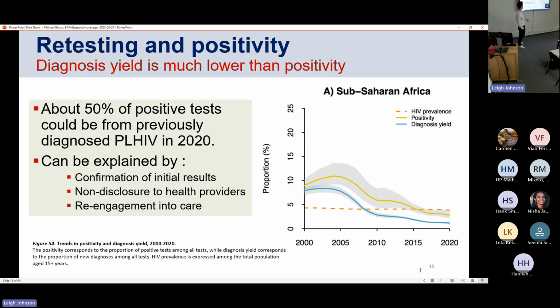But we estimated from the model that about 50% of positive tests could be performed on previously diagnosed people living with HIV. People might think that this is necessarily a waste. In some cases, this is a waste, but for example that I gave about people who discontinue treatment and then need to be re-engaged, HIV testing is not a waste because we're re-engaging that individual.